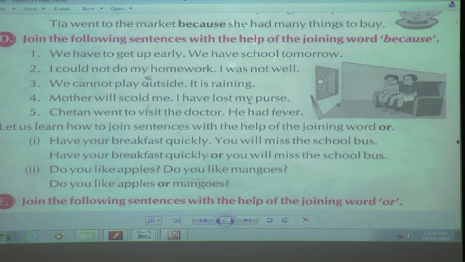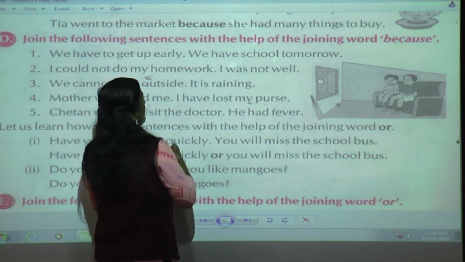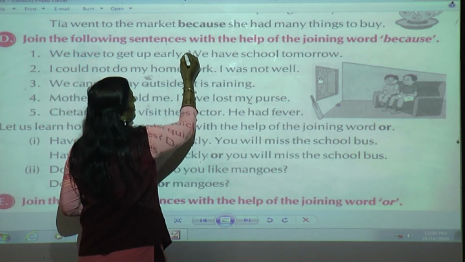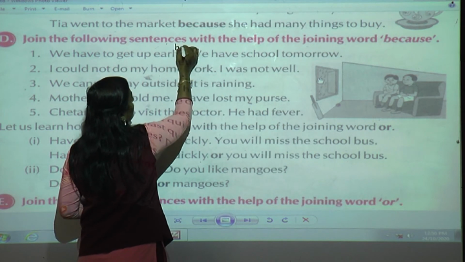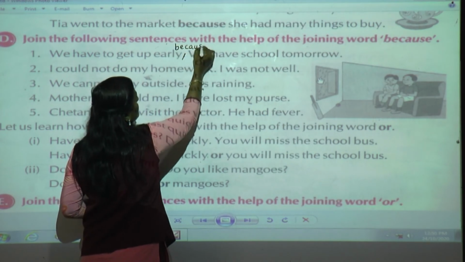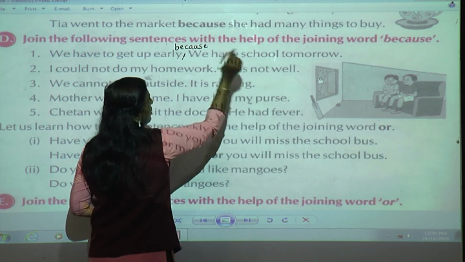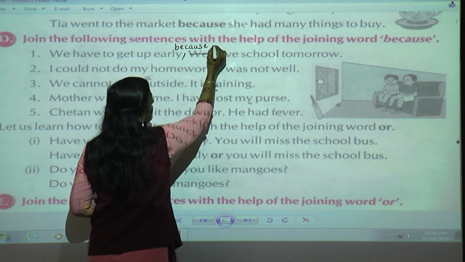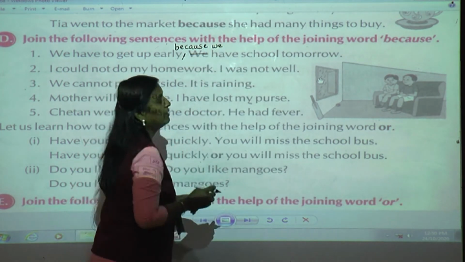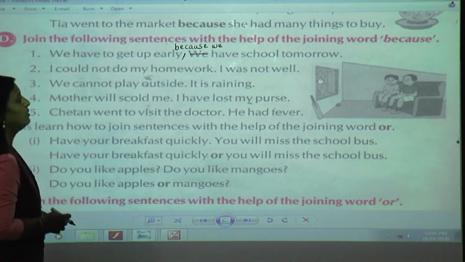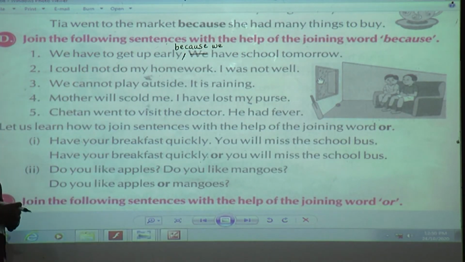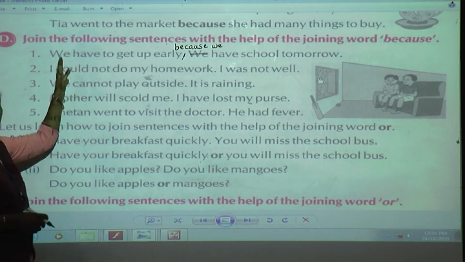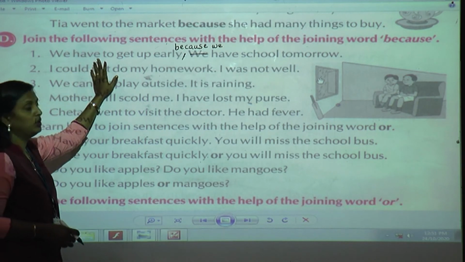So first thing, what am I going to do? Yes, after the first sentence, that is the full stop, I am going to cancel this full stop. I am going to write because. Which conjunction have they told? Because. We also will cancel the small w. Understood, students? Okay. So for each sentence you have to see which conjunction they have told us to join.